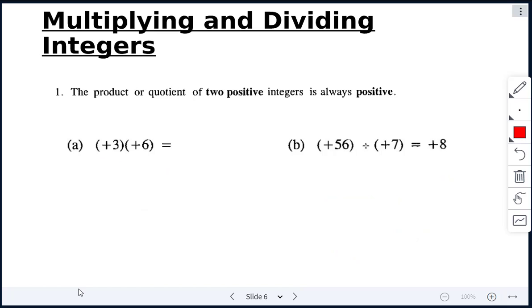All right, so next we're looking at multiplying and dividing integers. Rule 1 is the product or quotient of two positive integers is always positive. One thing to note here are brackets beside brackets. Anytime you have a bracket right beside a bracket and there's no operation in between, that means multiplication. So here is positive 3 times positive 6, which is just going to be positive 18. So I'm just going to write it as 18. And then here, positive 56 divided by positive 7, it is positive 8.